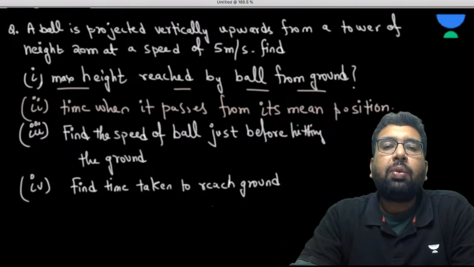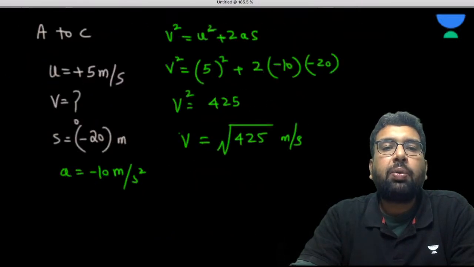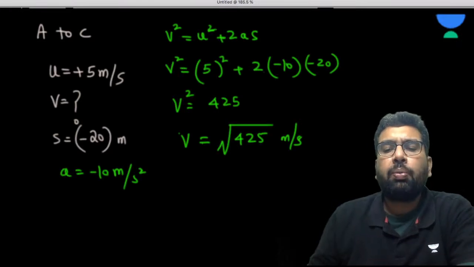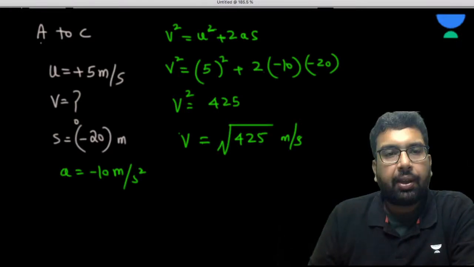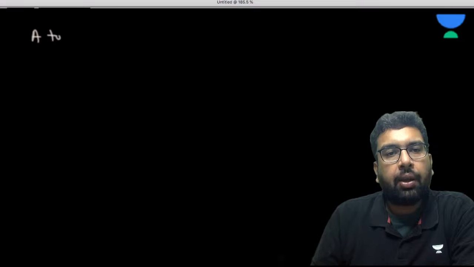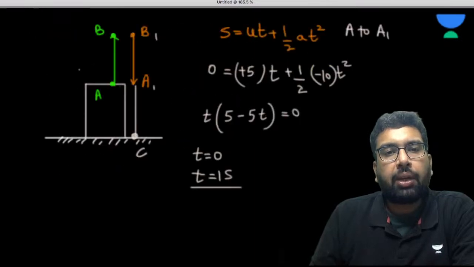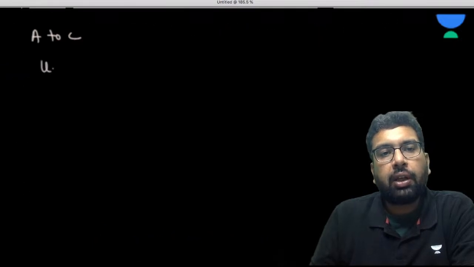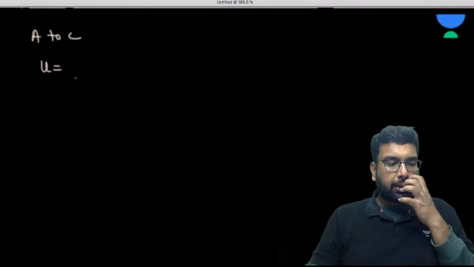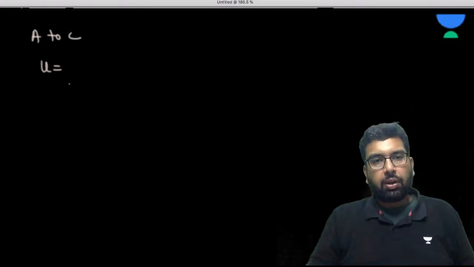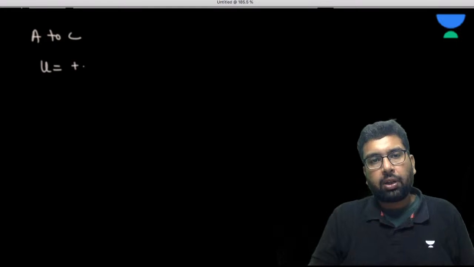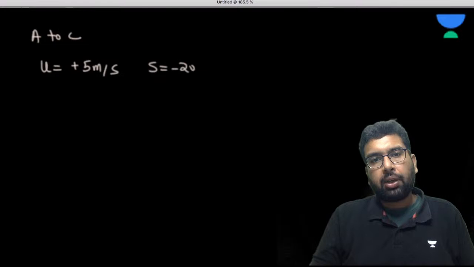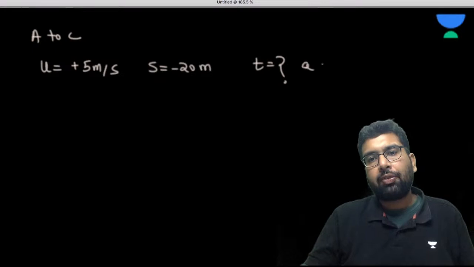Now, find the time taken to reach the ground. We are again considering the motion from A to C. So time we have to find. What is the initial velocity, sir? Initial velocity is equal to plus 5 because it is in the upward direction. What is the displacement, sir? It is minus 20 meter. We require the time, and acceleration is always negative, so this is minus 10.